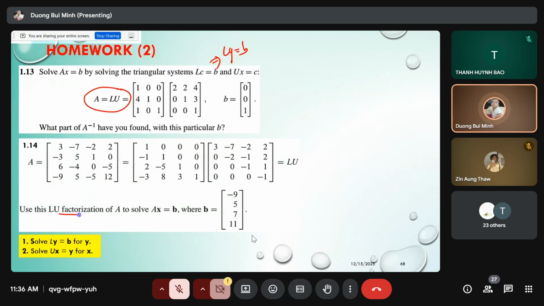And use this LU factorization of A. This one is L, this one is U, to get X.